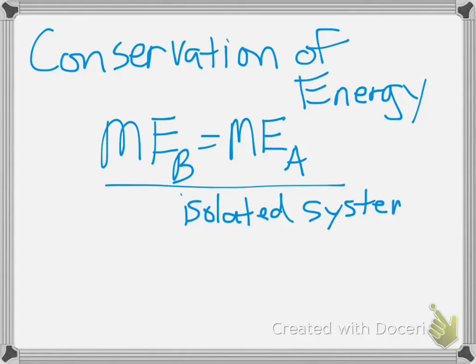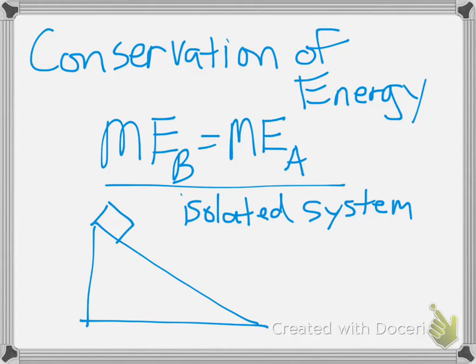So what does that mean? What is a system? A system is just an acknowledgement of all the different objects that take part in the particular scenario that we're looking at. If we're talking about this block rolling down a hill, what would be the system? Well, obviously you'd have the block. Let me do that in a different color. You would have the block, the ramp, and also the earth.